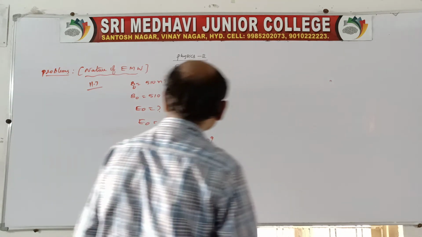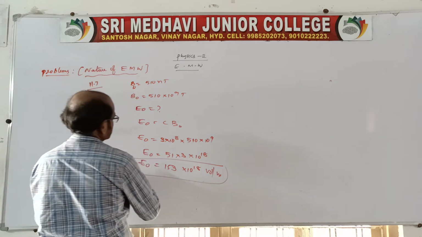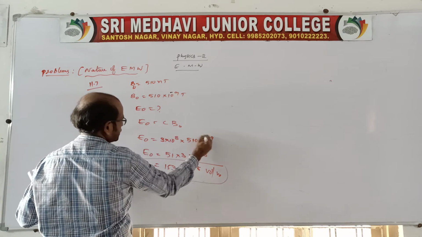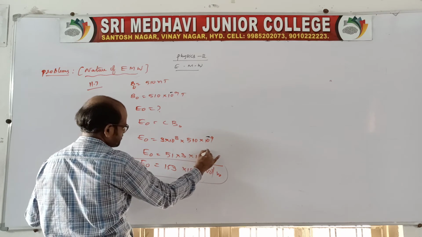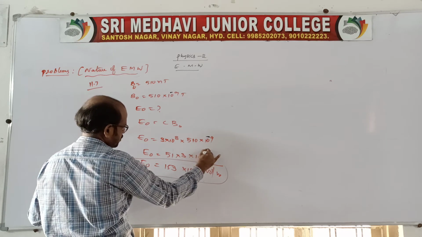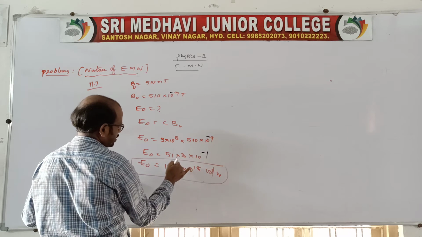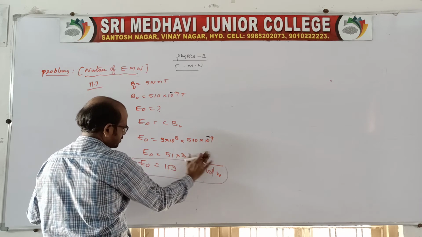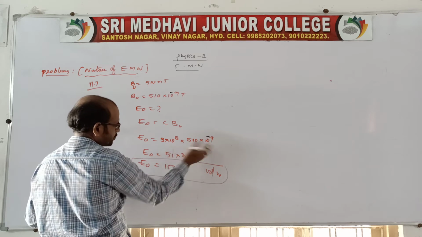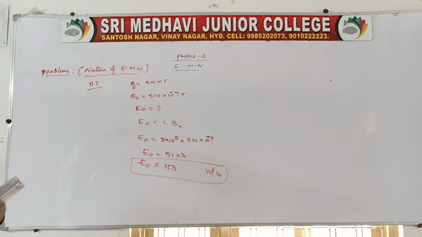I don't know what this is. Nano, no? Okay, I'm sorry, nano means minus. So this becomes minus. Fine, it is not required, it is directly 153, because 10 power 9, then it is cancelled, it is 5 into 51 into 3.